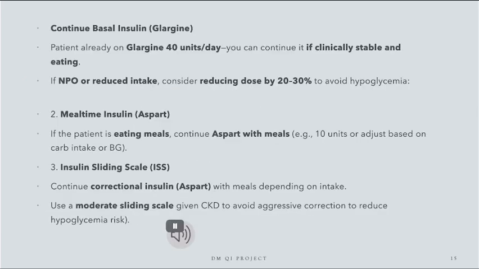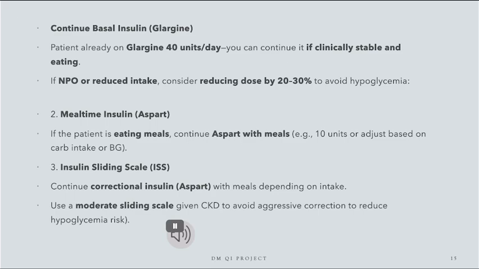1. Continue basal insulin, glargine. The patient is already on glargine 40 units per day. You can continue it if clinically stable and eating. If NPO or reduced intake, consider reducing dose by 20 to 30% to avoid hypoglycemia. 2. Mealtime insulin, aspart. If the patient is eating meals, continue aspart with meals, for example, 10 units, or adjust based on carb intake or BG.